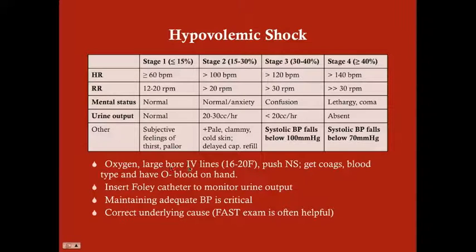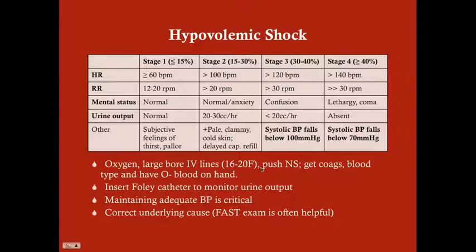So large bore IV lines, we'll want to insert these bilaterally if we know that the patient is volume depleted. Usually you'll place these antecubitally, 16 to 20 French. You want very, very large IV lines. The reason is, if you remember Poiseuille's law, your rate of flow is proportional to your diameter to the fourth power.